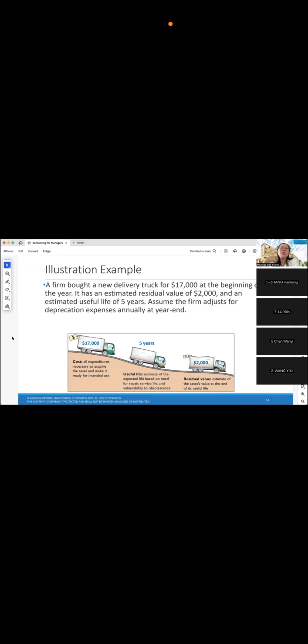Right? So now we're going to assume that the firm adjusts for depreciation expenses annually as at the year end. And under different depreciation methods, how can we actually calculate the annual depreciation expenses? Okay, the first method that we introduced in class would be the straight line method. Straight line method actually would just be the simple average, but of course the key is you have to minus off the residual value. So do remember this formula over here for straight line method.